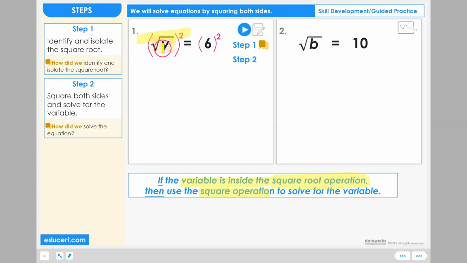What we are left with on the left side is everything under the square root, which is just this y. And that is equal to 6 squared, which is 6 times 6, 36. y is all alone on one side of our equation, so we have solved the equation: y equals 36. How did we solve the equation?